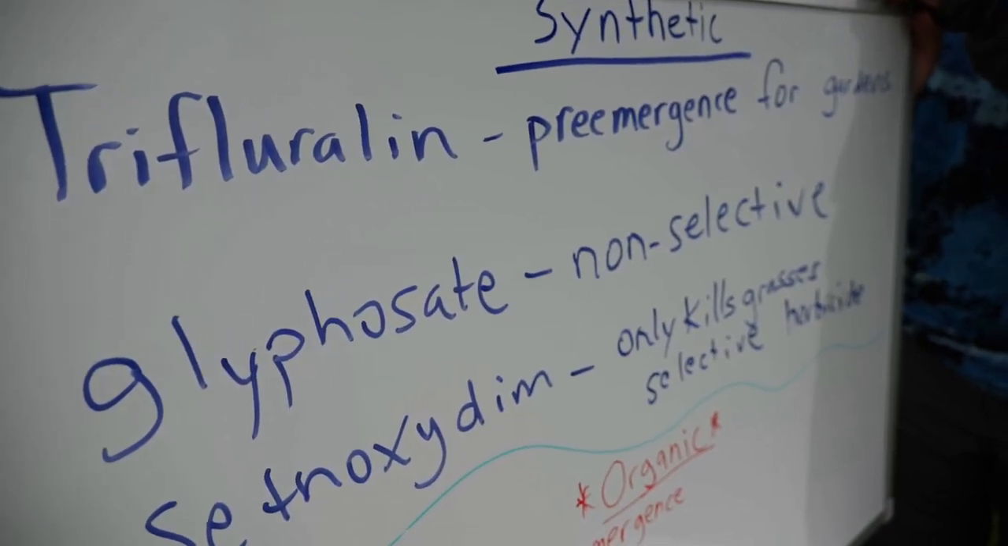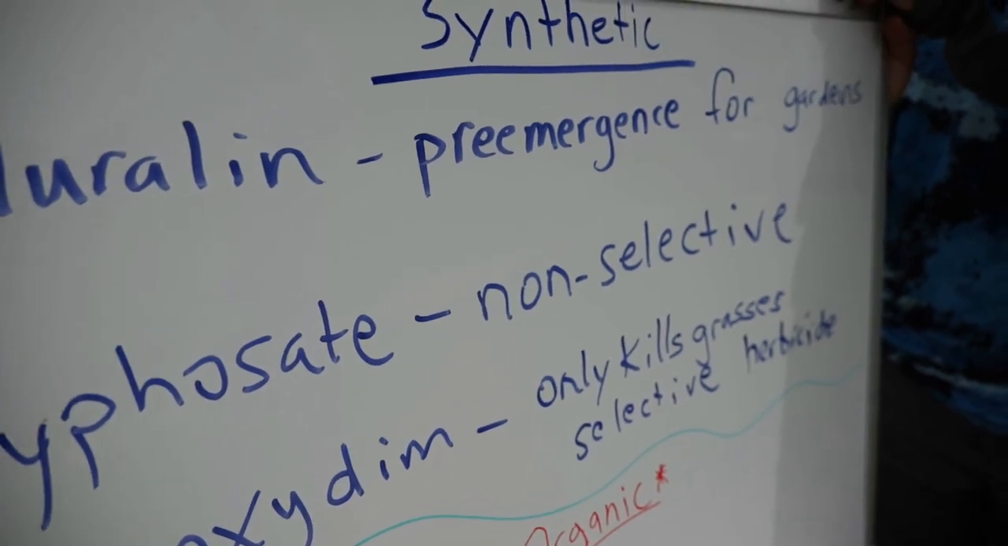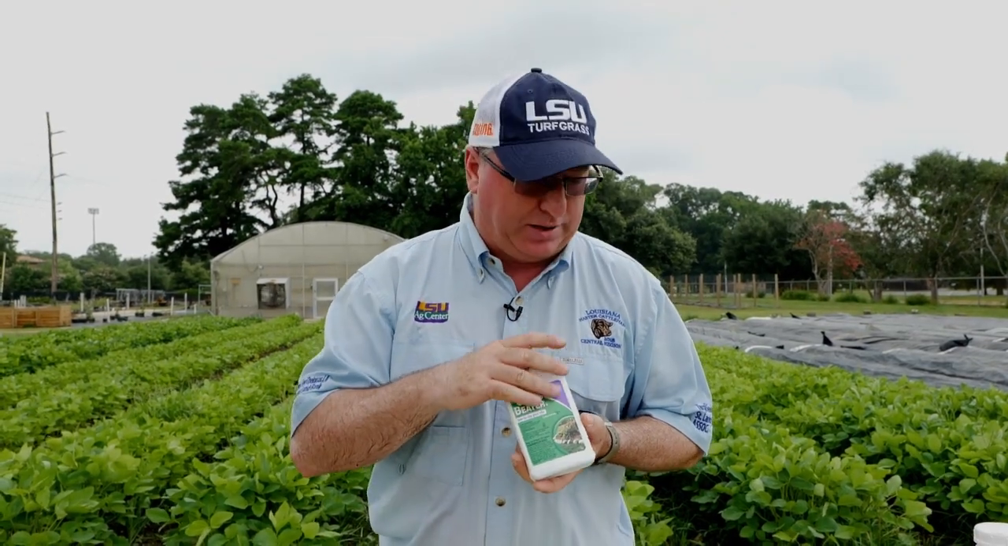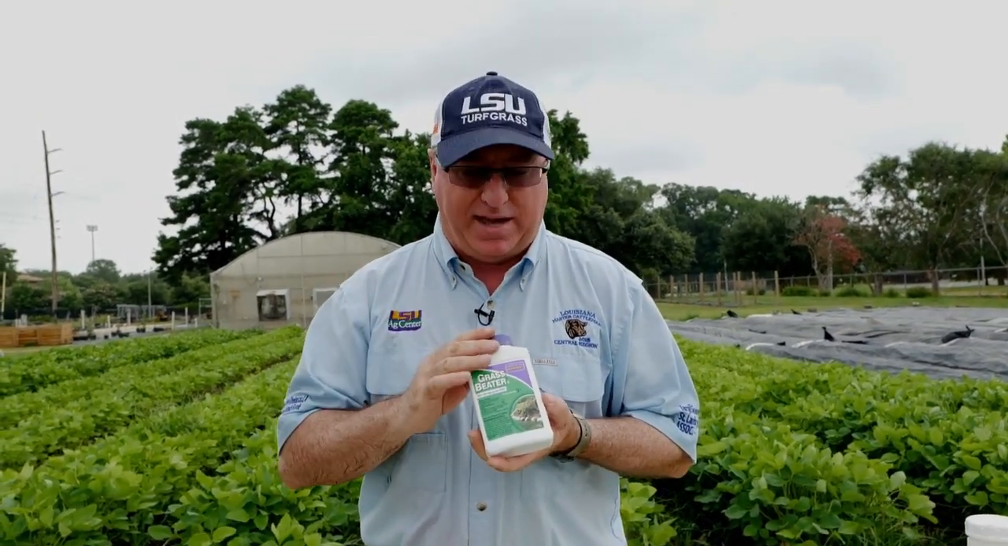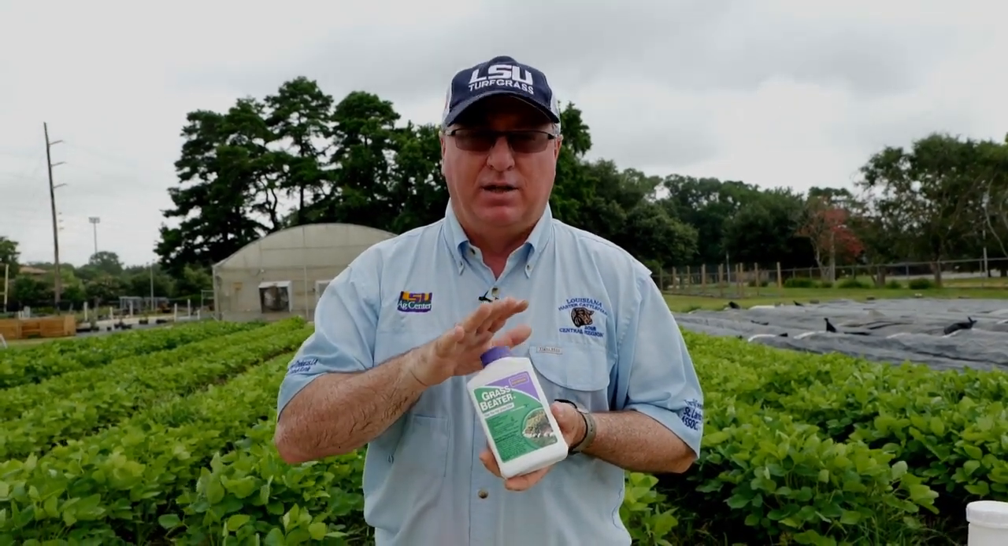So you could spray this right over the top of tomatoes. You wouldn't hurt your tomatoes. It would only kill the grasses that are infesting your tomatoes. So it's not going to kill the broadleaves. It's not going to kill the sedges, the nutsedge, or anything like that in your tomatoes. It's just going to kill the grasses that are infesting your tomatoes.